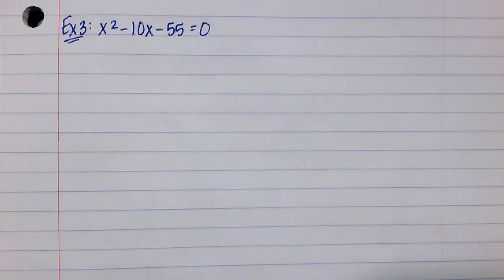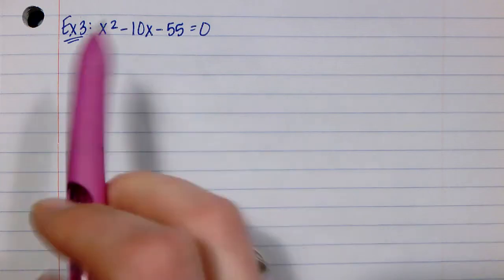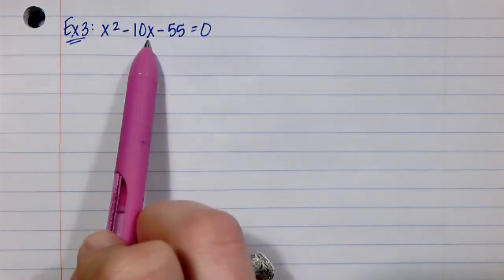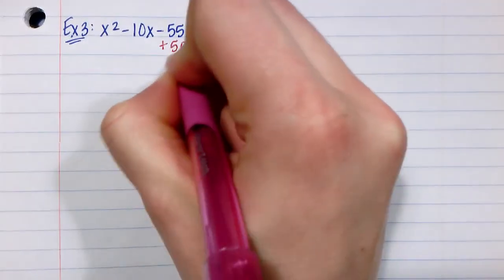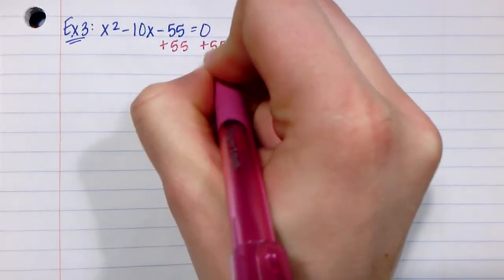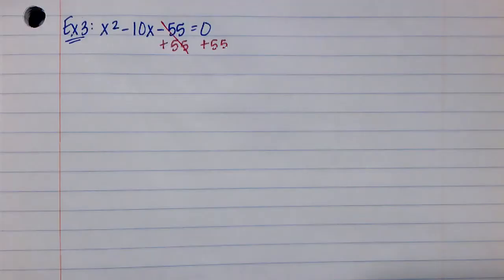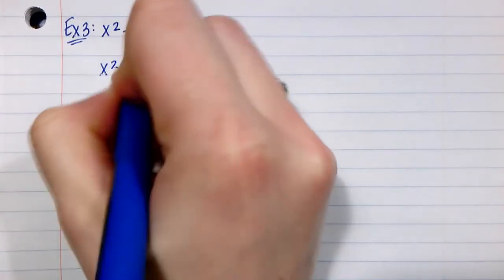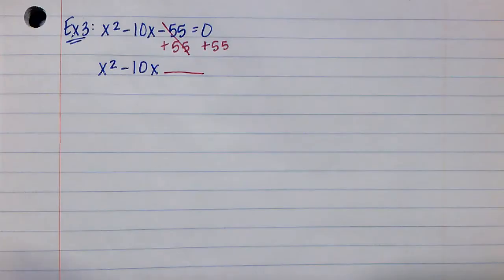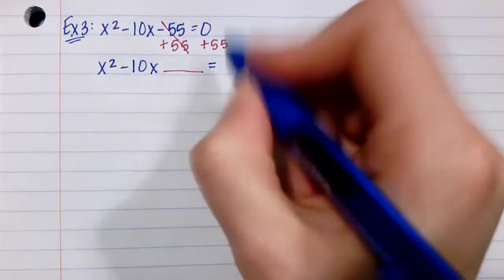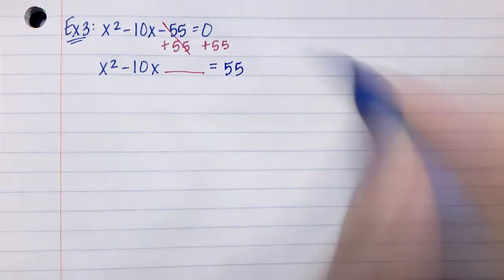On this, get the x squared and the x term by itself. So we're going to add 55 to both sides. This leaves me with x squared minus 10x with your blank equals 0 plus 55 is 55, and your blank again.